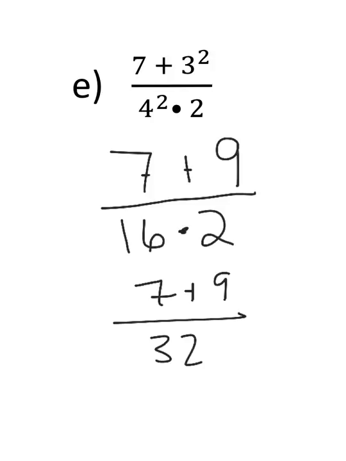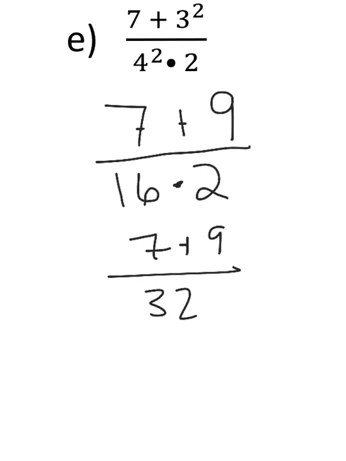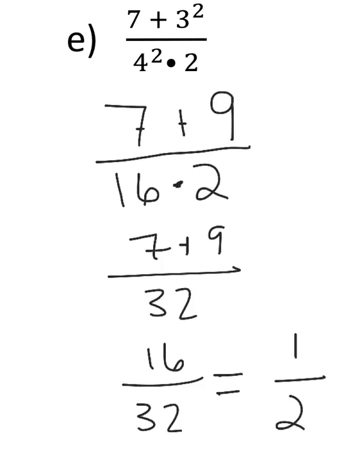My next step down the page is going to be the addition. Again, I must do everything in the numerator and the denominator acting as though there were parentheses there. 16 divided by 32. If I reduce that, 16 goes into itself one time. 16 goes into 32 twice. My final answer is 1/2, or 0.5.